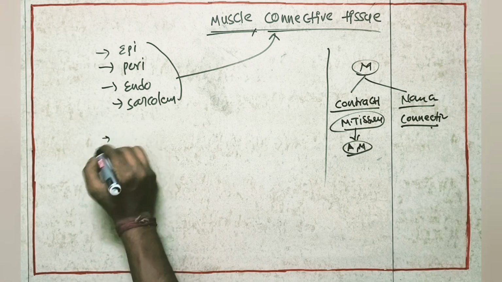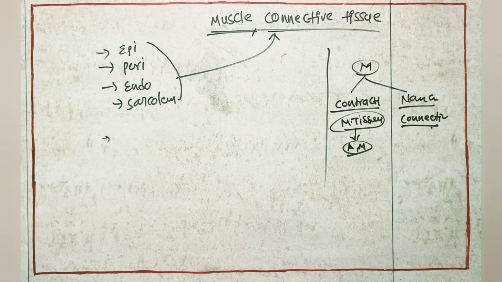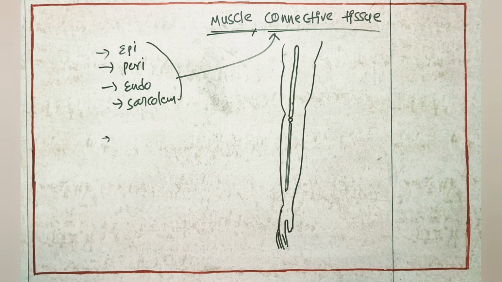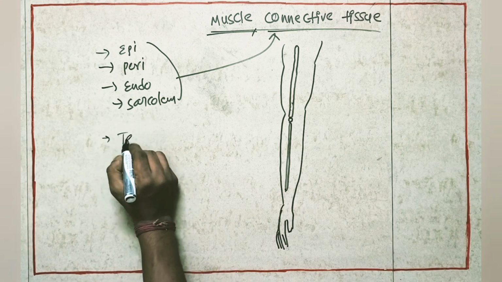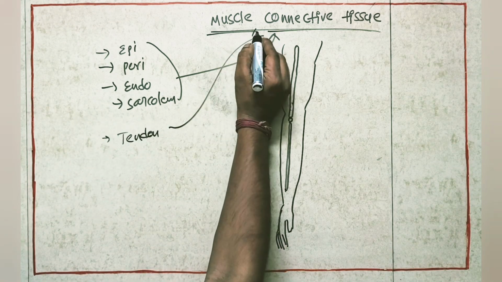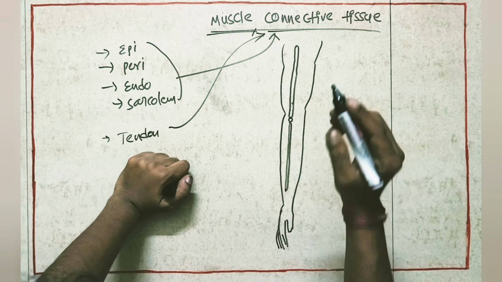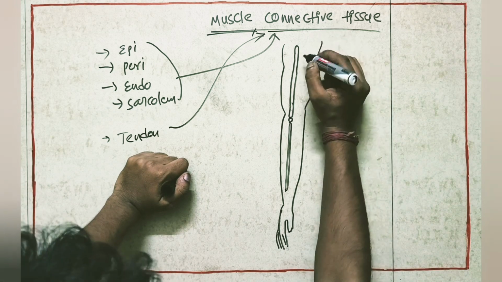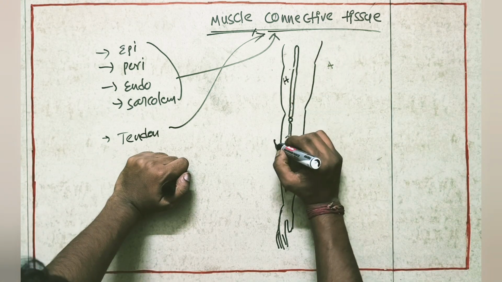And one more connective tissue, that is tendon. This is also connective tissue of the muscle. Suppose if we take, this is our arm. This is anterior. Here is the anterior side, this is our humerus. This is radius bone. Okay, imagine.